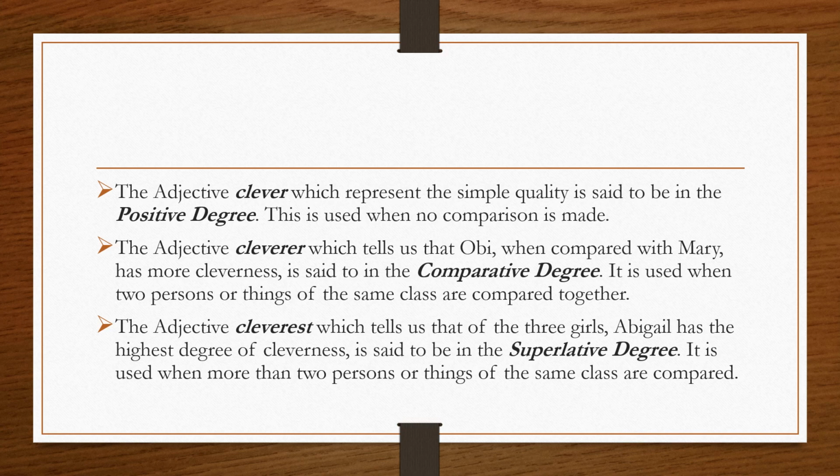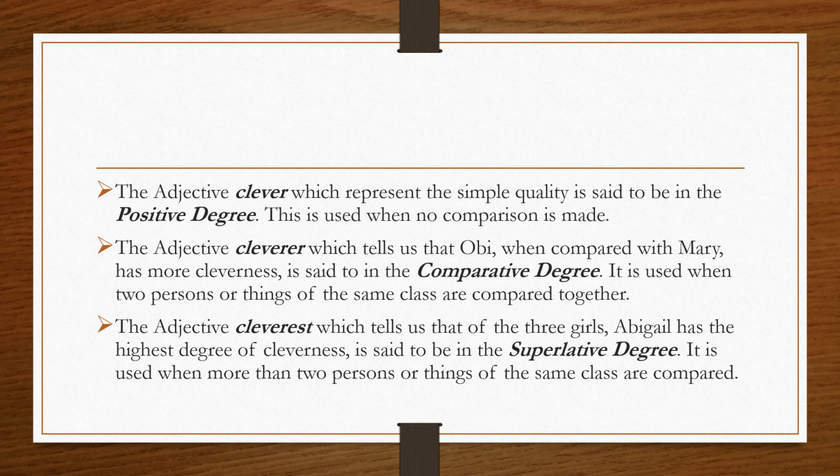The adjective cleverer, which tells us that Obi, when compared with Mary, has more cleverness, is said to be in the comparative degree. And this is used when two persons or things of the same class are compared together. When you are comparing two things, that is when you use the comparative degree aspect of adjective.